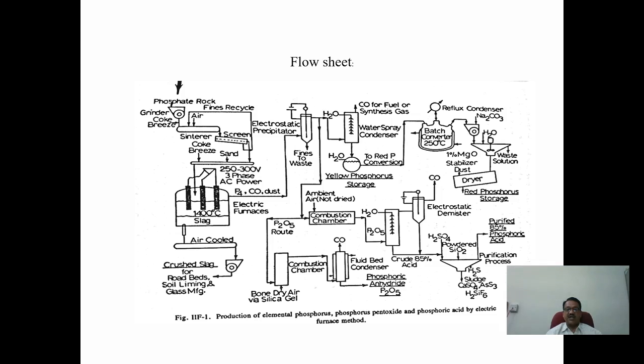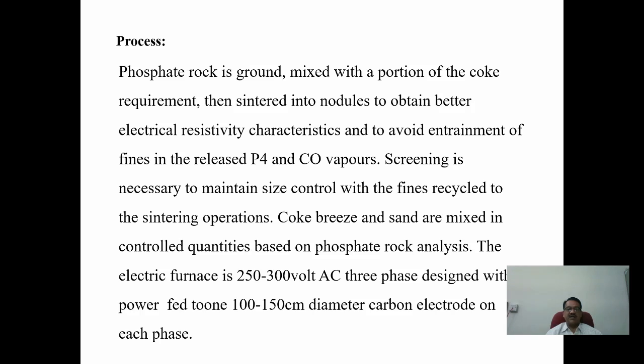This is the process taking place, right? We'll see the process in detail here. The phosphate rock is ground, mixed with a portion of the coke requirement, then sintered and made into noodles to obtain better electrical resistivity characteristics and to avoid entrainment of fines in the released phosphorus vapors and carbon monoxide vapors.